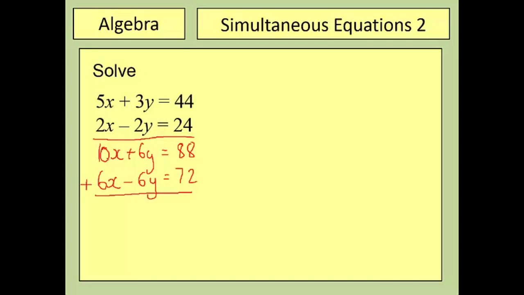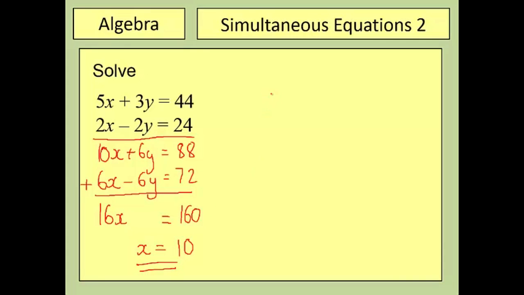So if I add these, 10x add 6x is 16x. 6y add negative 6y, well that's 0. And then 88 add 72 is 160. And if 16x is 160, then x must be 160 divided by 16, which is 10.